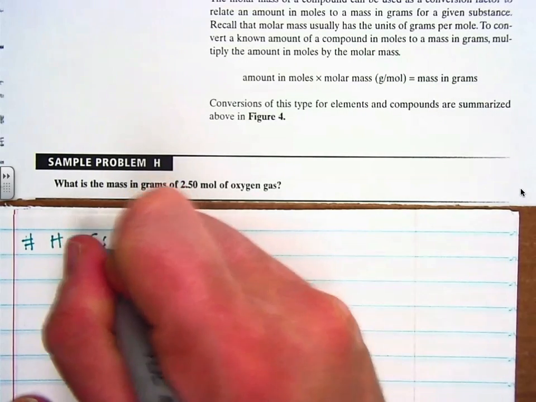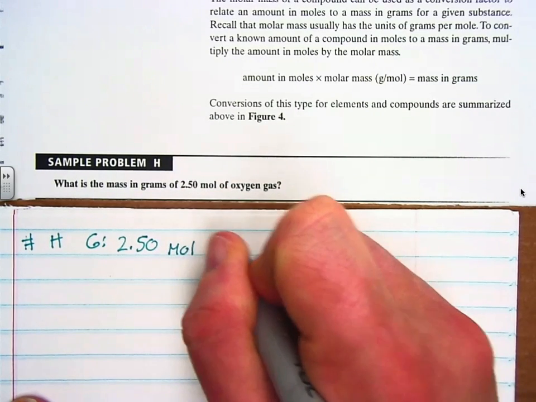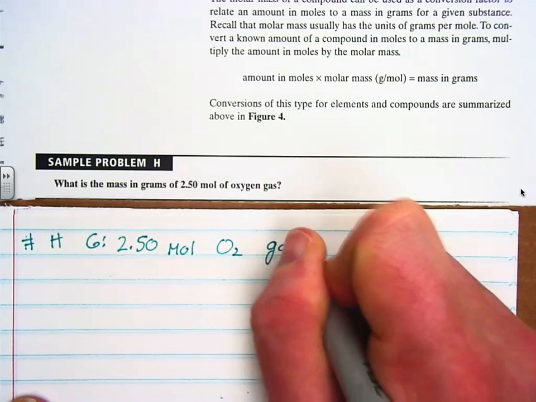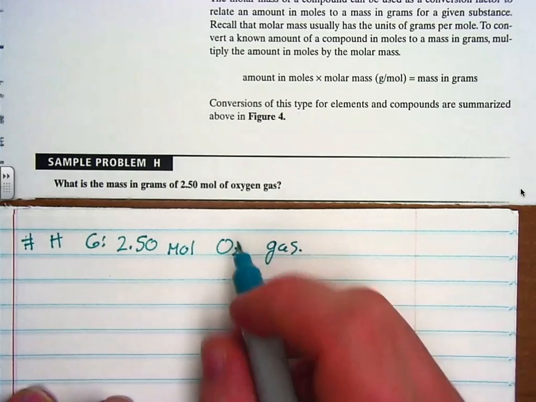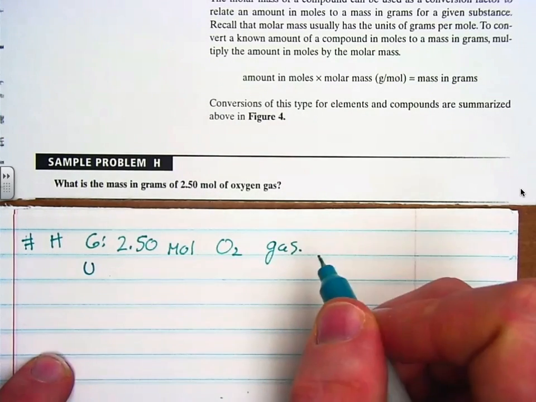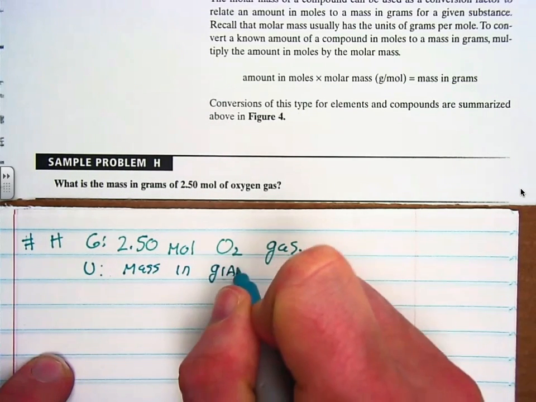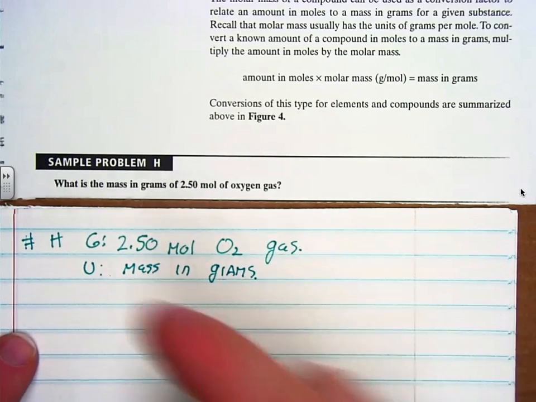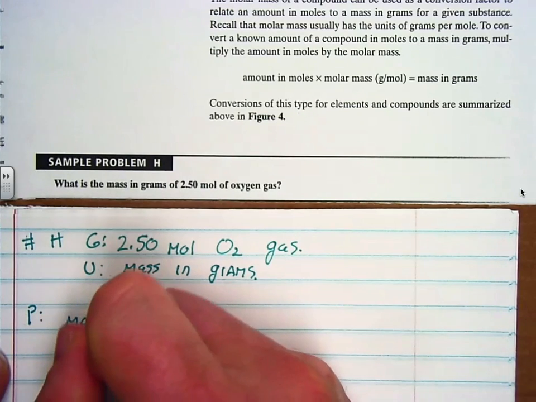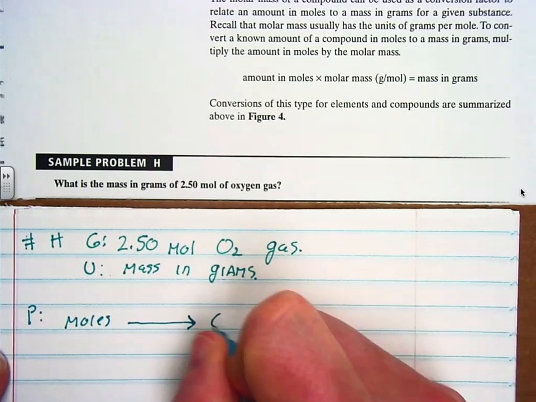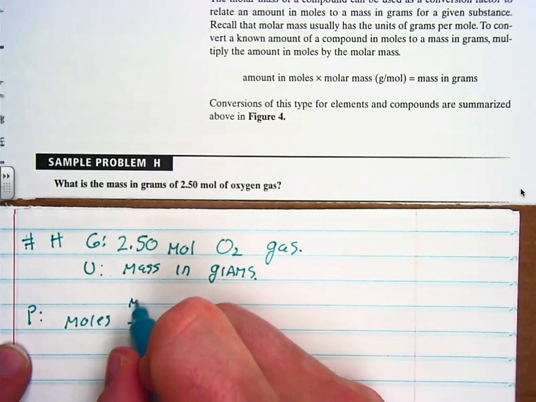You're given, what are you given? 2.50 mole of O2 gas. How do I know it's O2? Because I remember from a previous chapter, oxygen gas comes as O2. What is the unknown? Mass in grams. Okay, so what's our plan? Oh, remember the plan. Well, we're going to go from moles to grams. And what are we going to use as our conversion factor? Molar mass.